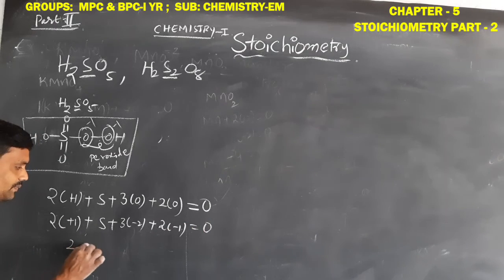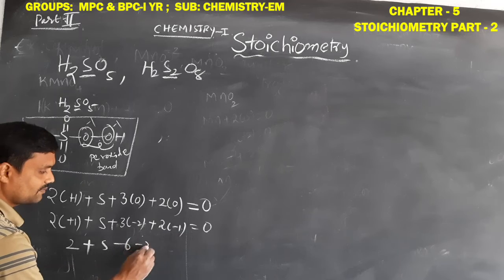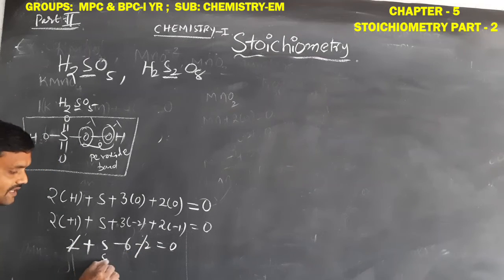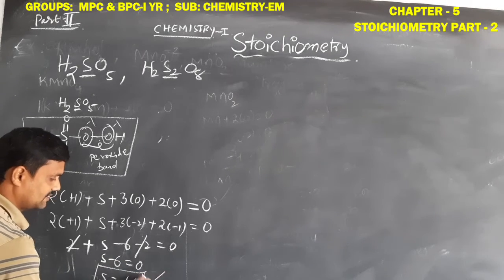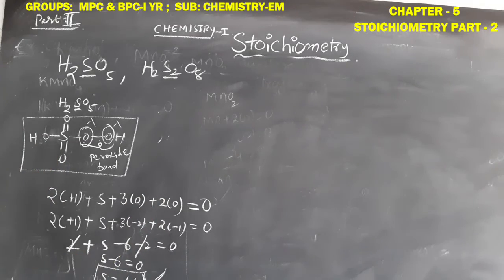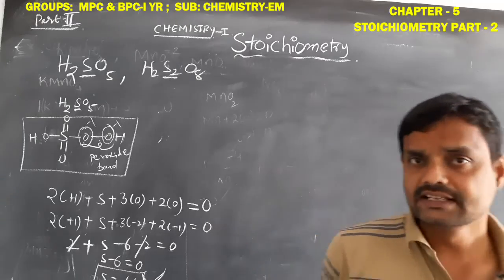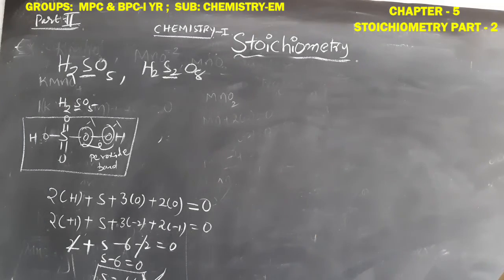2 into 1 is 2, plus sulfur, 3 into minus 2 is minus 6, 2 into minus 1 is minus 2, is equal to 0. Minus 2 plus 2 get cancelled. S minus 6 is equal to 0. Then S is equal to plus 6 oxidation number. So this is the method used to determine sulfur oxidation number in H2SO5 compound.